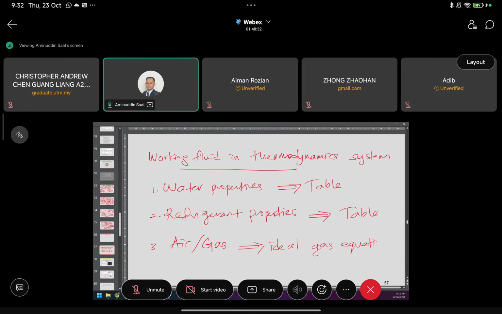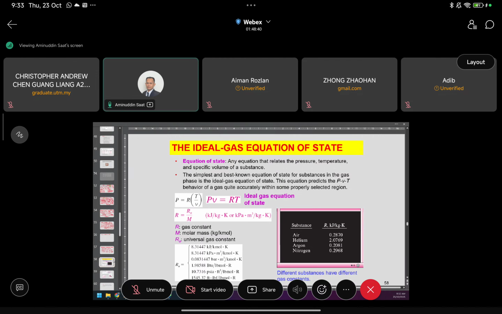Or you need equation actually. You need equation. You don't need a table. Okay. So that's why the last part of the topic for this chapter, we need to understand the use of ideal gas equation in order to solve a problem of gases.